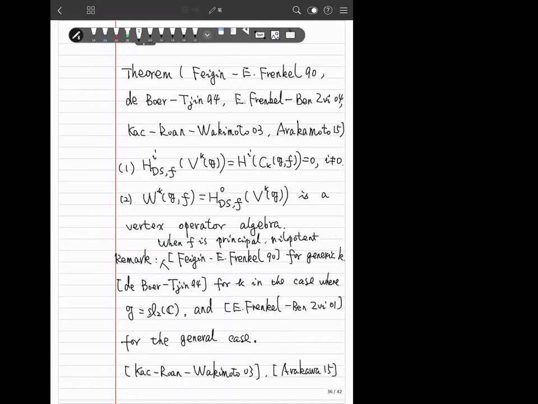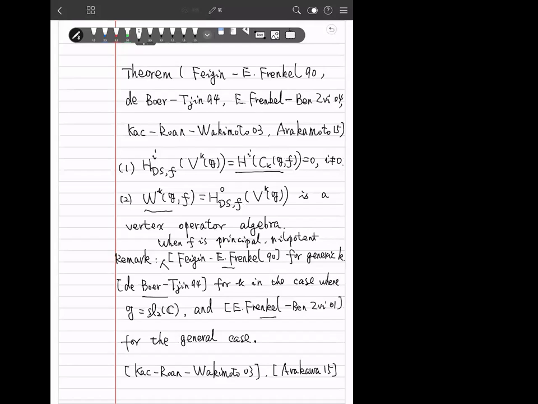So with the following theorem, if you consider the cohomology, they will give this. If I is not there, so this is there. And if it's 0, then they get the alpha W algebra. It is a vertex operator algebra. So I think when F is the principal nilpotent, I think in this I for generic K, and for K in the case where G equals SL2, and they prove for the general case.